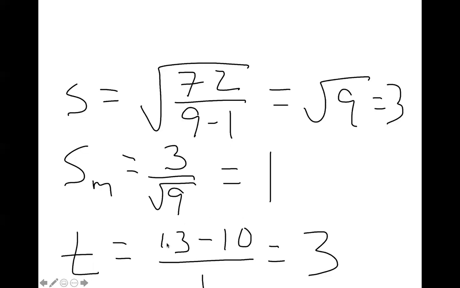So this is the numerator. M minus mu gives you 3, divided by, it's kind of hard to see, I know, down here, the estimated standard error, 1. So 13 minus 10, 3, divided by 1 equals 3. So our t value for this problem is 3.